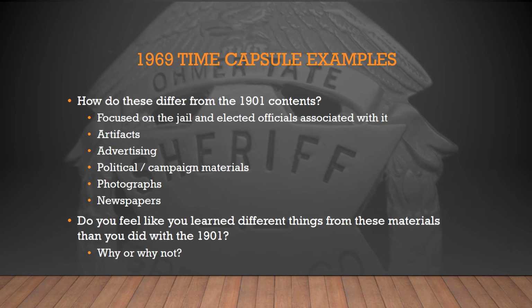So what's different about this 1969 time capsule? First, it is focused on the jail, whereas with the 1901 time capsule, the community was able to contribute items. So we have more artifacts, there's more advertisement, there's campaign and political materials in this time capsule. And if you look at the album on Flickr, you'll also see there were a lot of photographs of the jail, and also its poor condition. Remember, it was built over 100 years ago when this time capsule was placed.